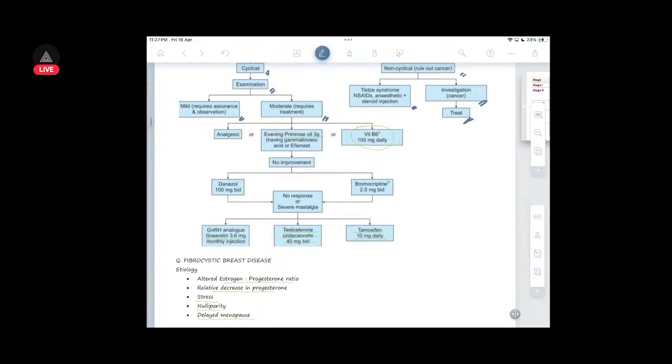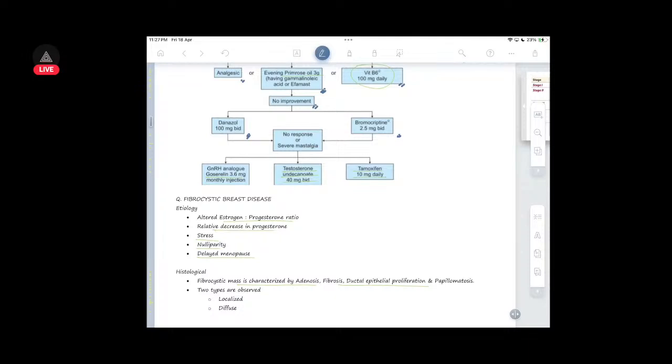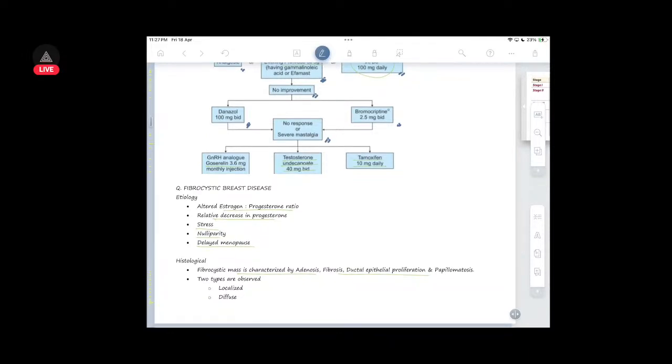NSAIDs and steroid injection. Okay, moderate: analgesics can be provided, or vitamin B6 100 mg daily, or evening primrose oil you can do. If there is no improvement, you can give danazol and bromocriptine, which is again against prolactin. If there is no response, or if there is severe mastalgia, you can give GnRH analog, buserelin and testosterone, goserelin maybe. Okay, testosterone can be provided, tamoxifen.